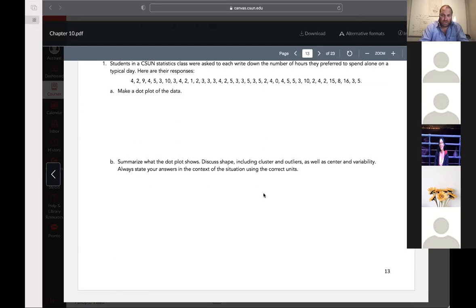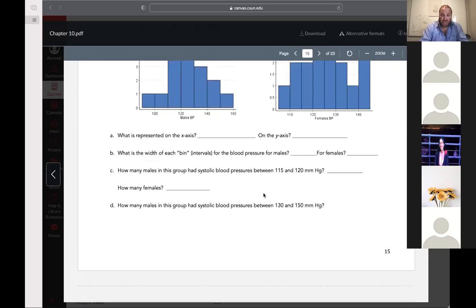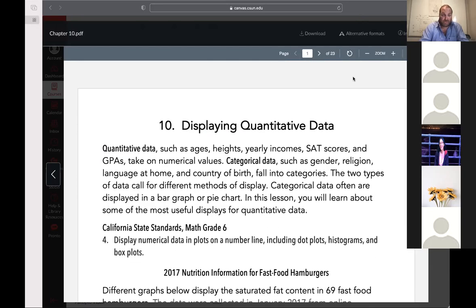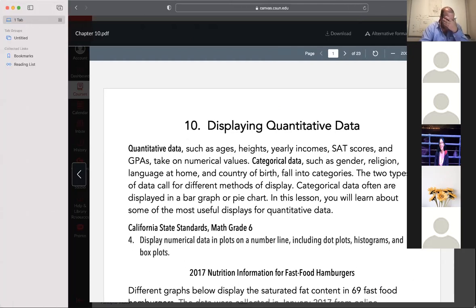Okay. So that takes us to the end of chapter 10. Very exciting stuff. Are there any questions on chapter 10, displaying quantitative data? Now's the time to ask.